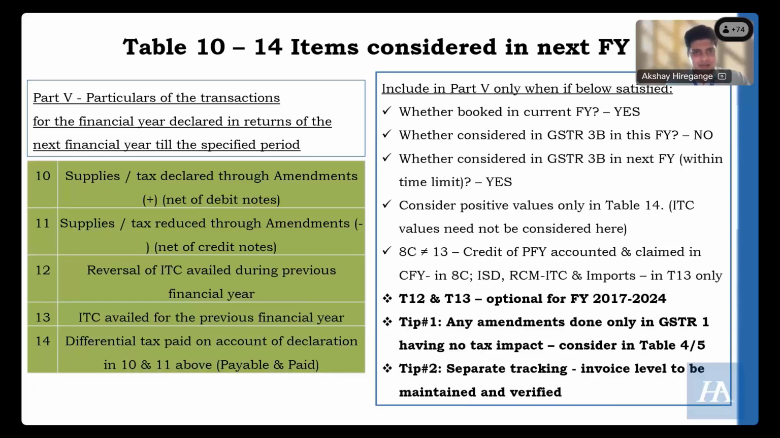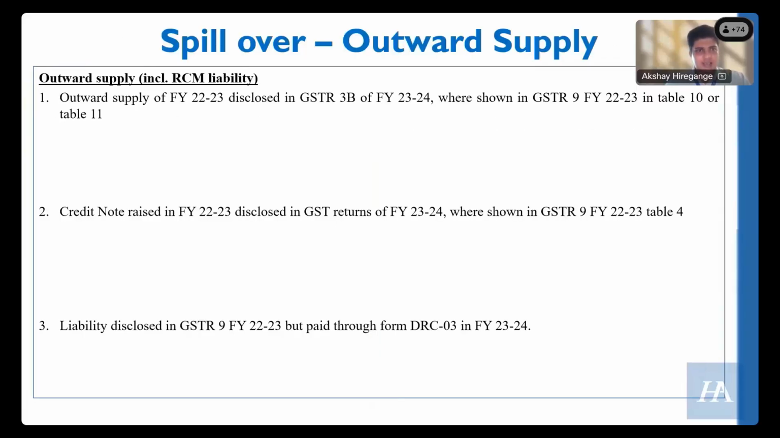Like we discussed, we have the spillover transactions. The basic requirement is to check whether ITC is booked in the current year and whether it is in the current financial year 3B. We discussed it in the prior tables. So now I will come to some of the spillover transactions itself.